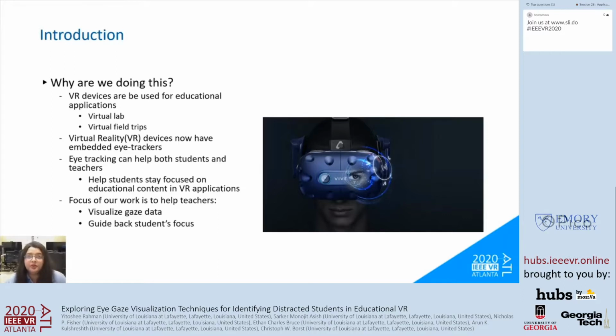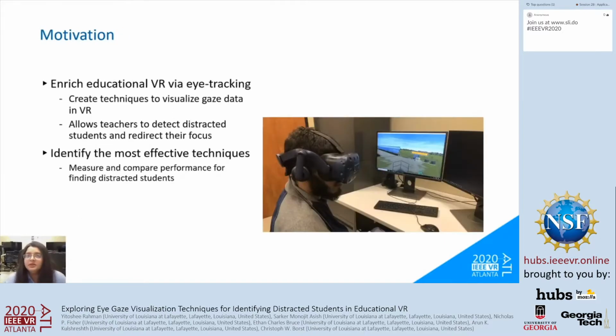applications. The main focus of our work is to help teachers visualize gaze data to help them understand where the students are looking and guide them back to focus on important objects. The main motivation behind our work is to enrich educational VR via eye tracking. We created gaze data visualization techniques in VR, which allow the teachers to detect distracted students and redirect their focus. Also, we wanted to identify the most effective techniques by doing a user study to measure and compare qualitative and quantitative performance for finding distracted students.